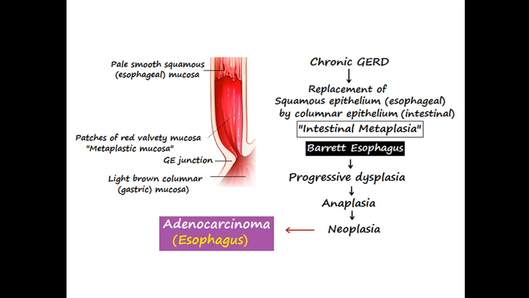And we know what metaplasia is. Metaplasia is a type of adaptation. Other adaptations are hypertrophy, atrophy, hyperplasia. So metaplasia is a reversible adaptation in which one adult type of epithelium is replaced by another adult type. So in the esophagus, squamous epithelium is replaced by columnar epithelium of the intestinal type. And this is known as intestinal metaplasia of the squamous epithelium.